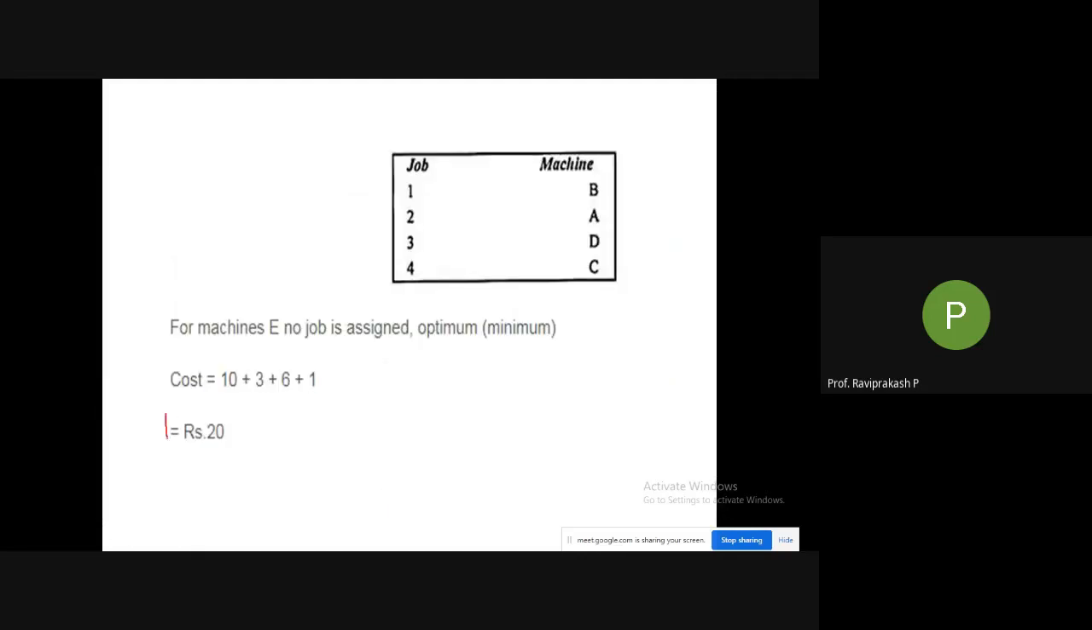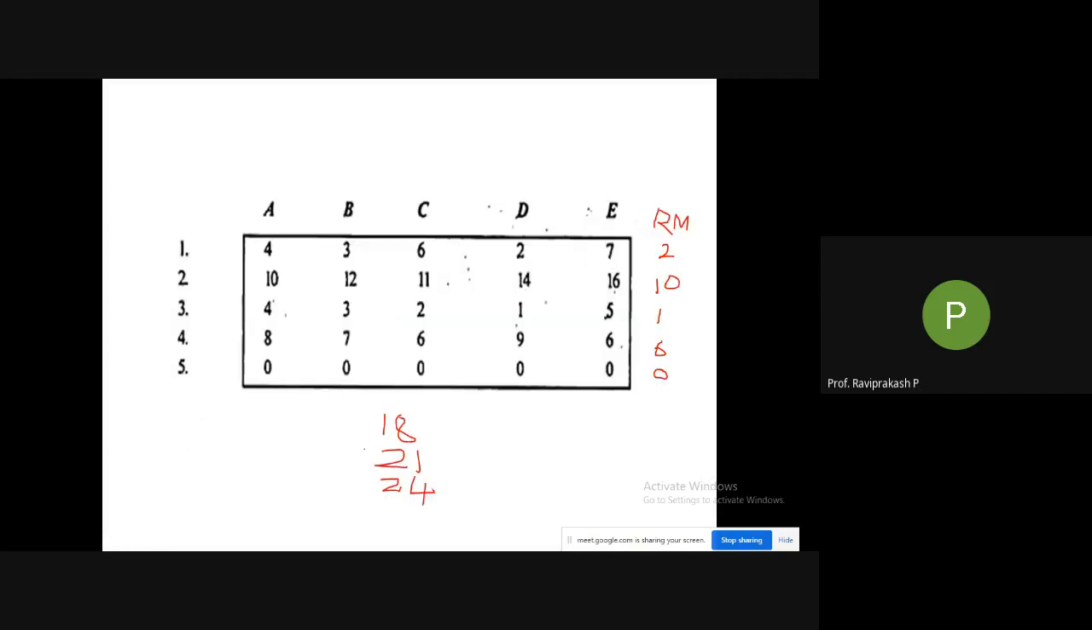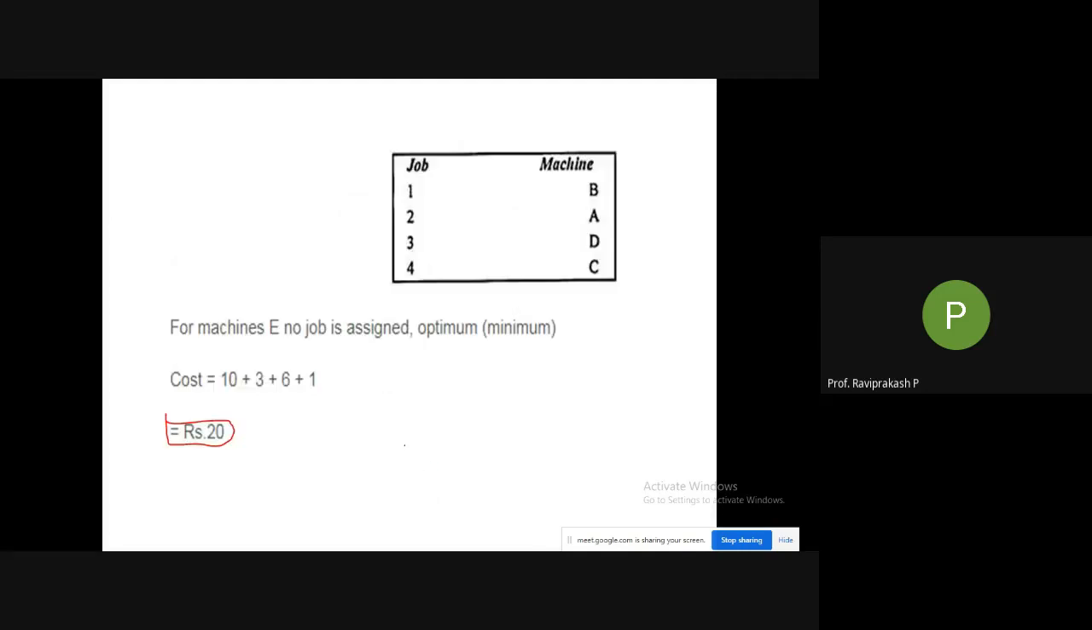So the answer is 20. Okay, 18, 21, and 24. This 21 is very near. So here 1B, 2A, 3D, and 4C. Have you got this? I don't think anybody might have got this. Otherwise, the values would not be different. 10 plus 3 plus 6 plus 1.